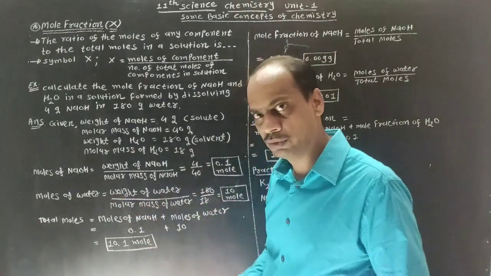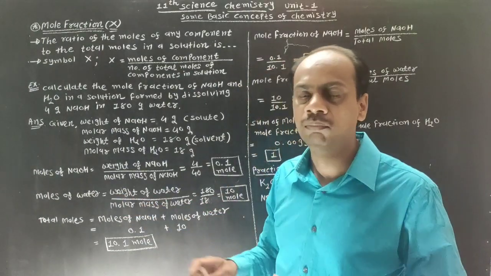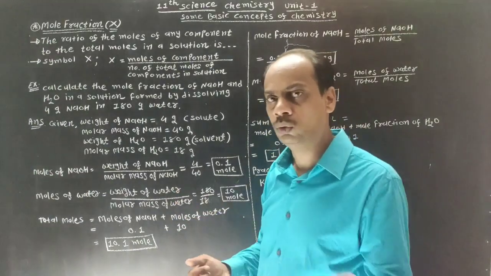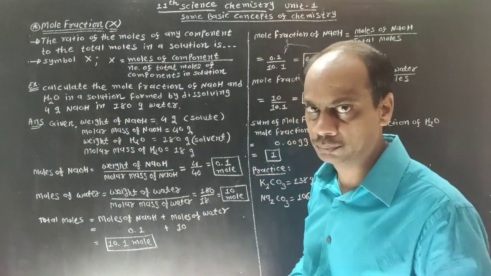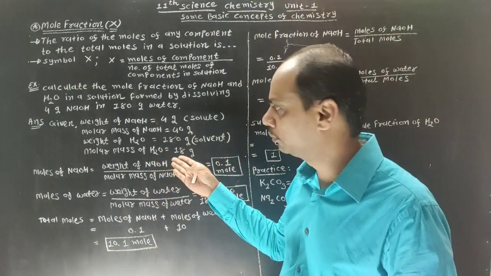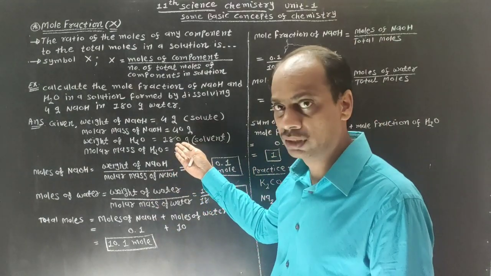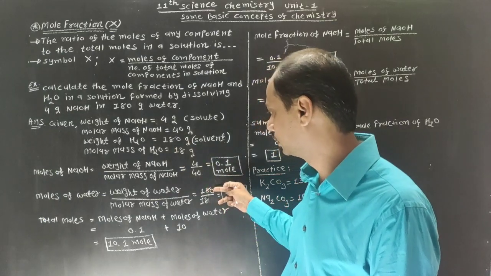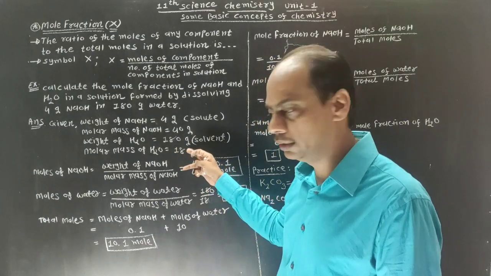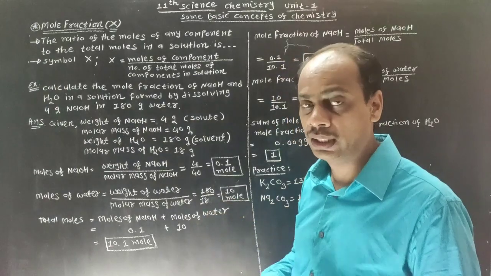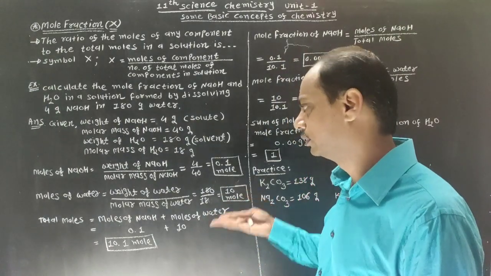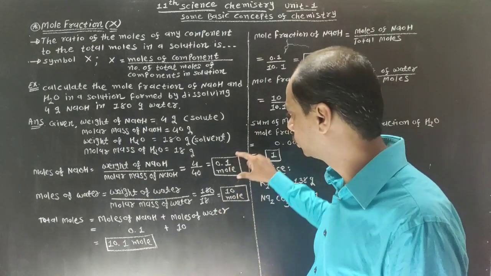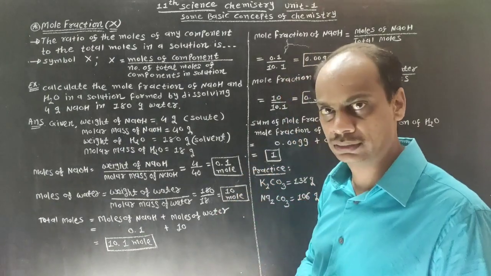Next, moles of water. What is the formula? Weight of water over molar mass of water. What is the weight of the water? Can you find it out from the board? Yes, it is 180. Here it is. What is the molar mass? 18. Here it is. Okay, 18 tens are 180. So answer is 10 mole. So make a box on both the answers.